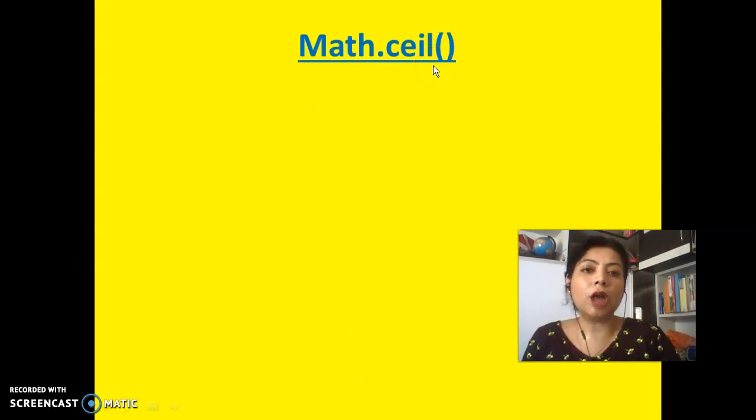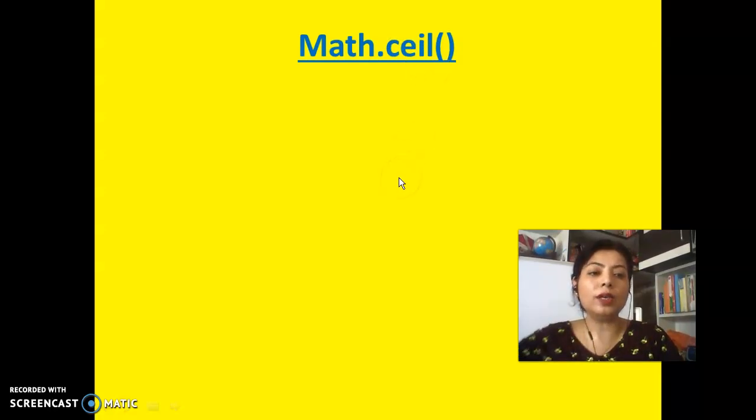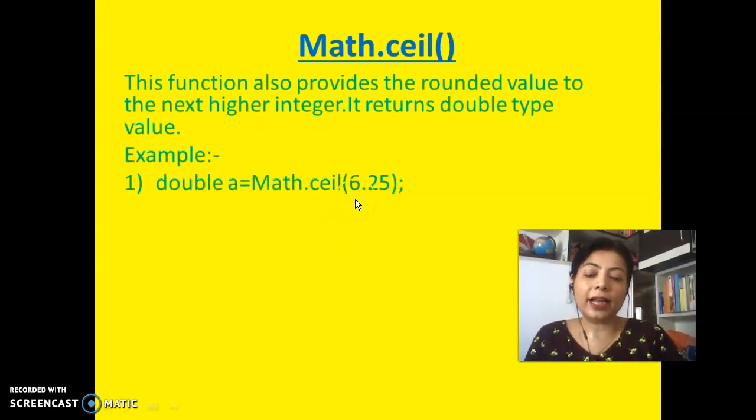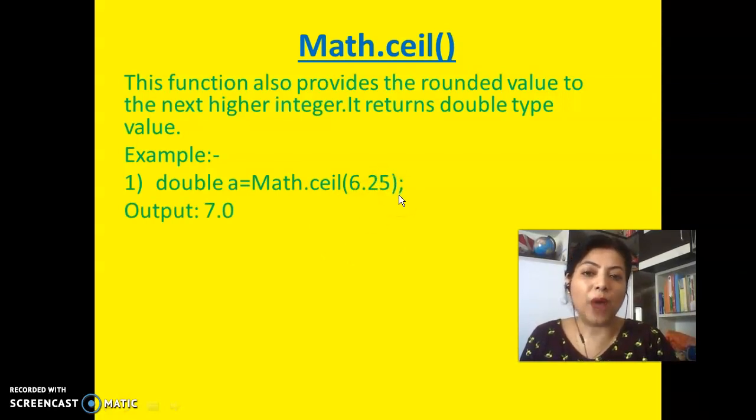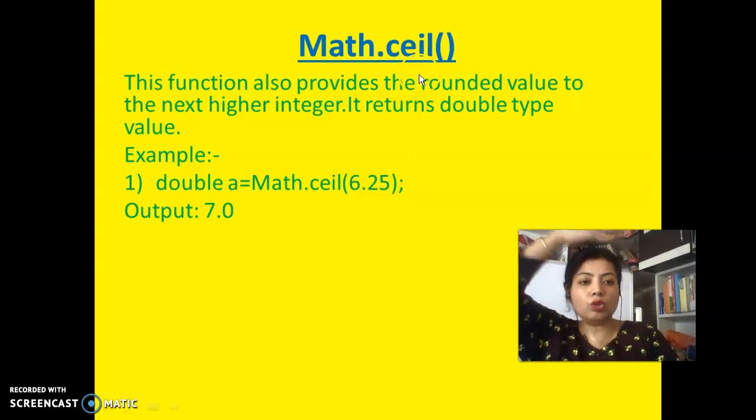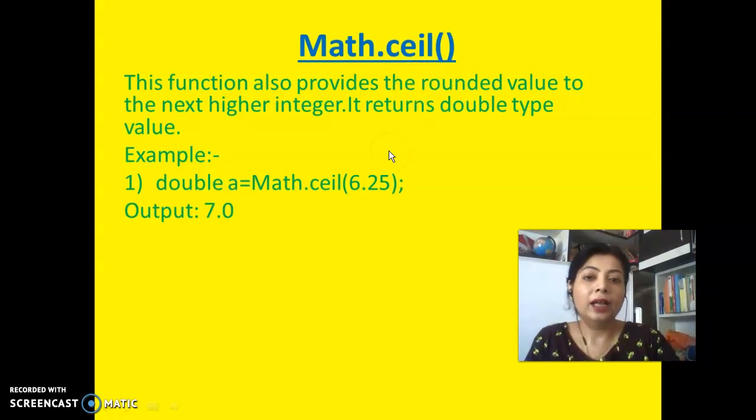It is just the opposite of the floor function. Ceil means ceiling. Ceiling always comes to our top. Let's take the example 6.25. After the point, when it is 2, we don't increase the value. But when it is the ceiling function, then we increase the value. Otherwise, 0.5 or more, then only we increase the value. But ceiling is top, top of our head. That means ceiling is always at the top of our head. That's why we always try to increase the value.